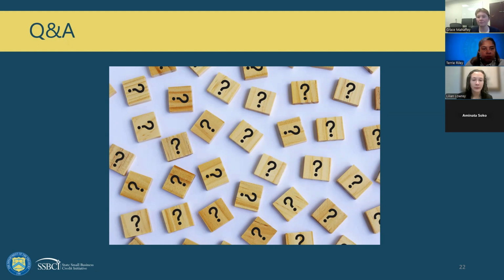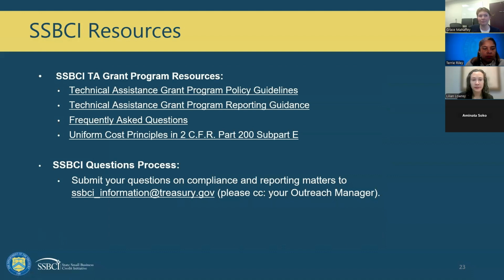All right, we have one more slide after this one. And it's going to be our resources. So when you do receive the slides, this is all on our website. So if you literally just Google SSBCI, Treasury SSBCI, these resources will be available to you. We have the grant program policy guidelines, the reporting guidance. We do have an extensive FAQ document. You can find your CFR 200 just on your regular government website.